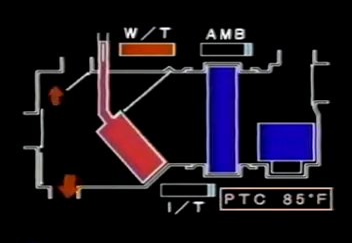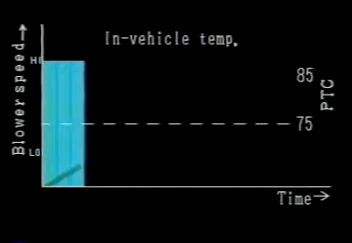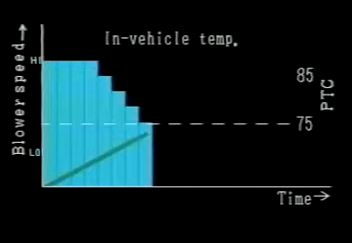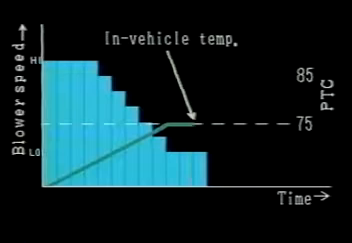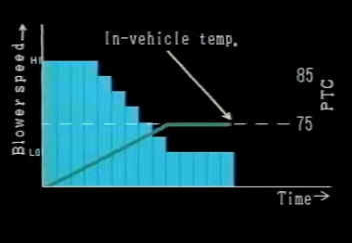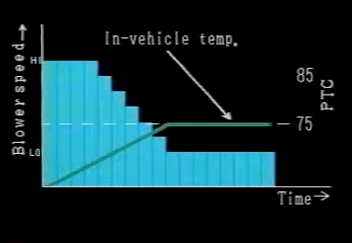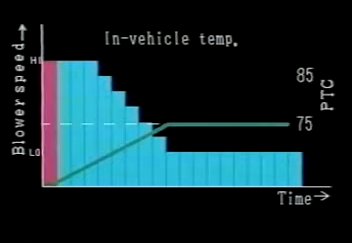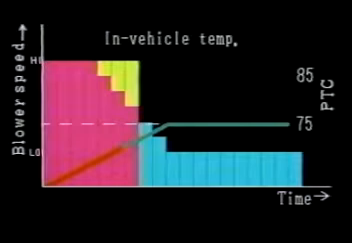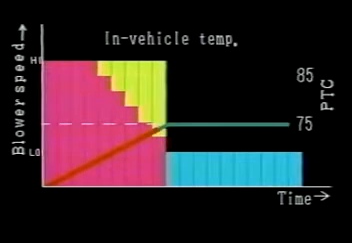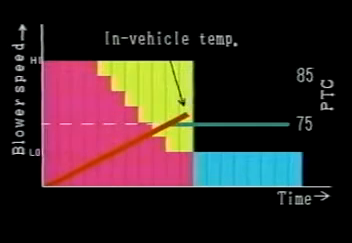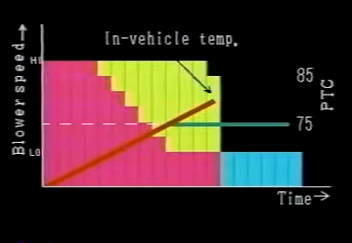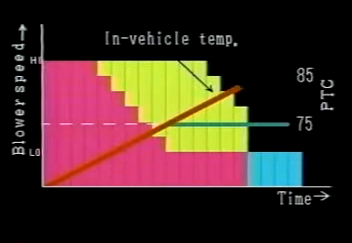Up to here, the operation is the same as the setting at 75 degrees Fahrenheit. As the in-vehicle temperature gradually rises, the difference between the set temperature and the in-vehicle temperature is greater than in the case of the setting at 75 degrees Fahrenheit. Therefore, the air volume and the air mix door's opening will change slowly, and the system will heat the interior for a longer interval than in the case of the setting at 75 degrees Fahrenheit.